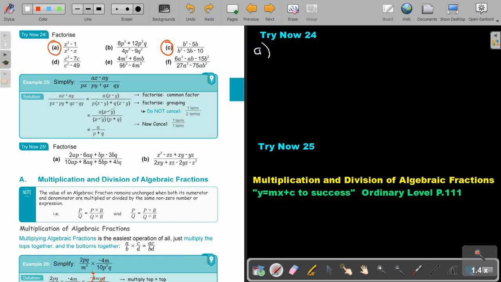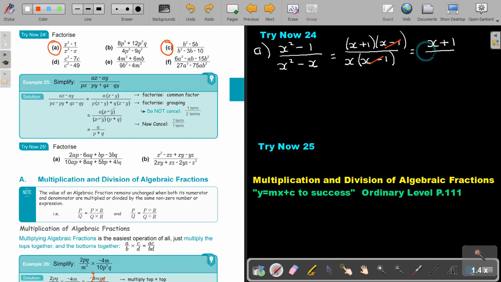So if I'm going to write it here, I'm going to start by saying x squared minus 1 over x squared minus x. Okay, this is difference between 2 squares, so it's going to be x plus 1, x minus 1. And in this case, I take it out as a common factor, so it's going to be x minus 1. And then I'm going to cancel. And my final answer is going to be x plus 1 over x. And remember, you cannot cancel because there's 2 terms on top.